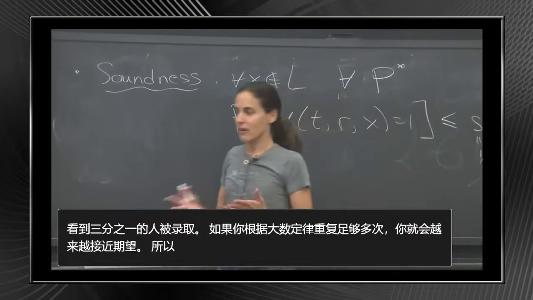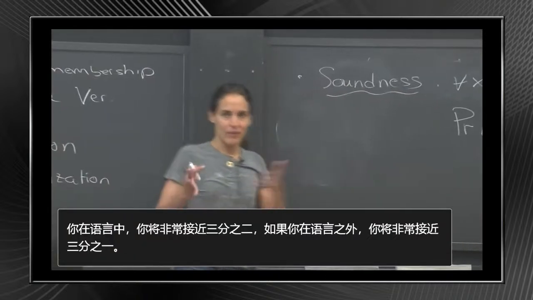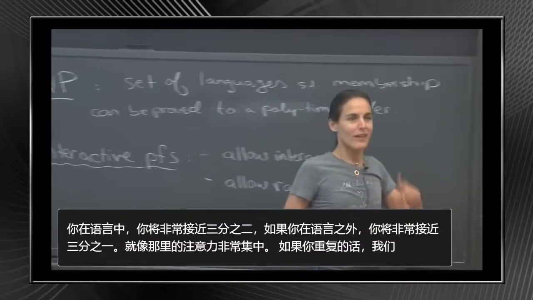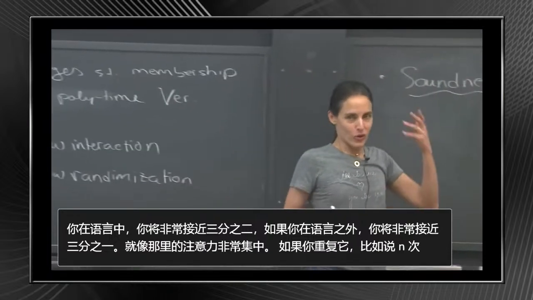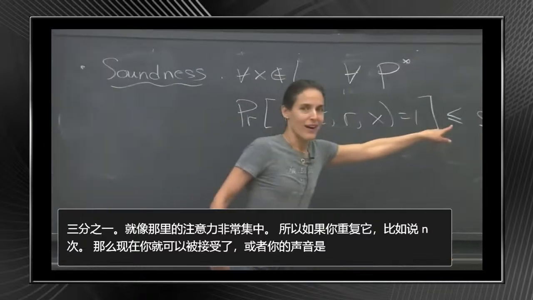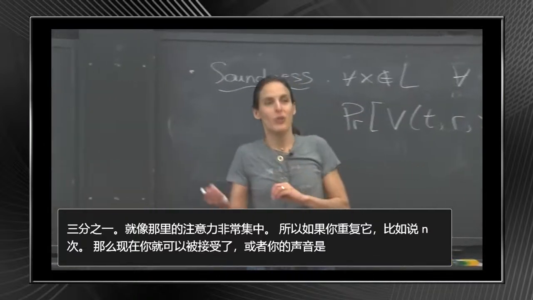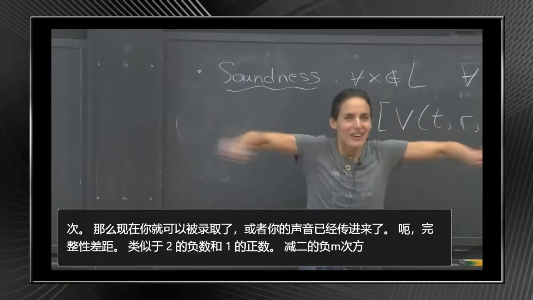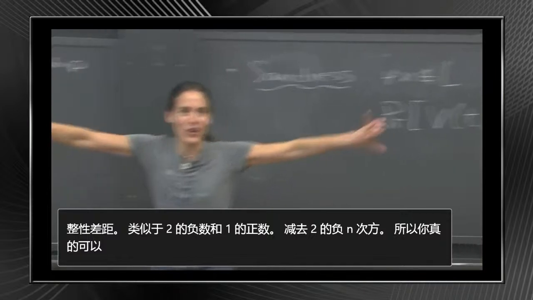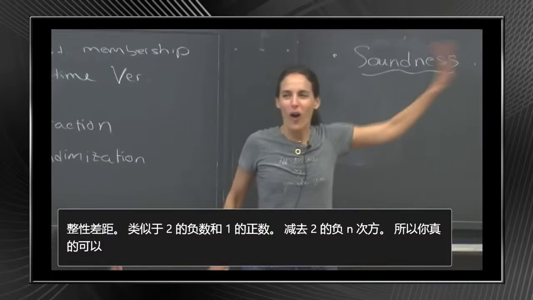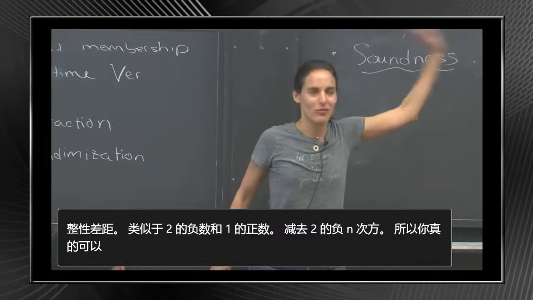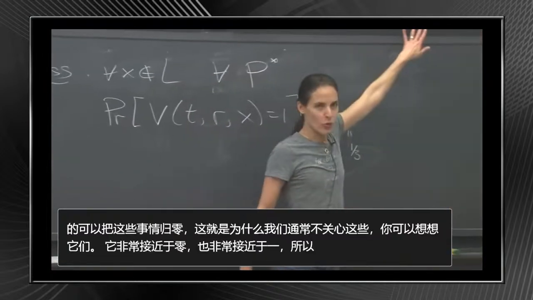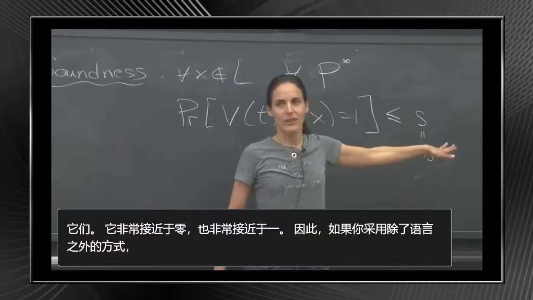And there's very strong concentration. So if you repeat it n times, the soundness and completeness gap would be something like 2 to the minus n versus 1 minus 2 to the minus n. So you can very fast make these things go to 0 and 1, which is why often we don't really care about these constants. You can think of them as very close to 0 and very close to 1. So if it's in the language, you accept with probability almost 1. If it's not in the language, you accept with probability almost 0.